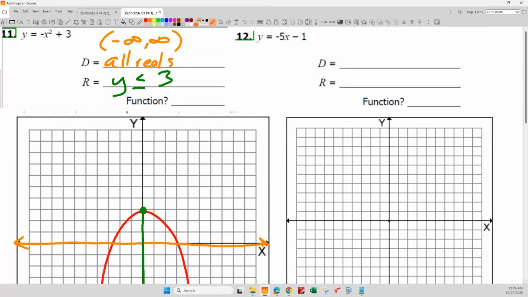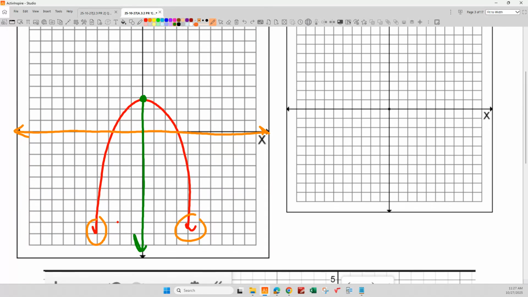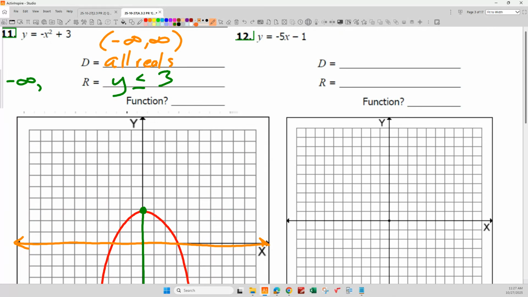And how would I say that with interval notation? Yeah, the bottom. So this time we have to turn our heads sideways to see this thing. The bottom y value is -infinity. The top y value is 3. So in interval notation, it goes from -infinity to 3.